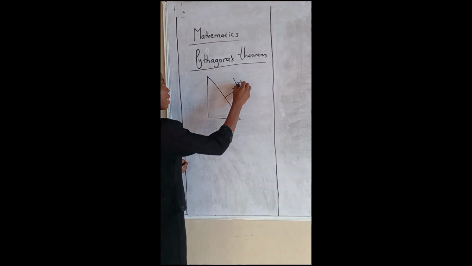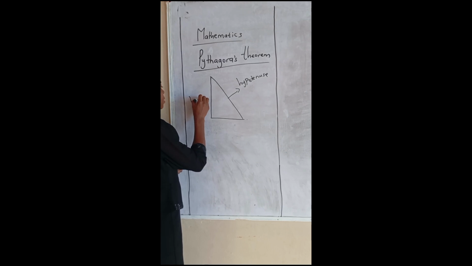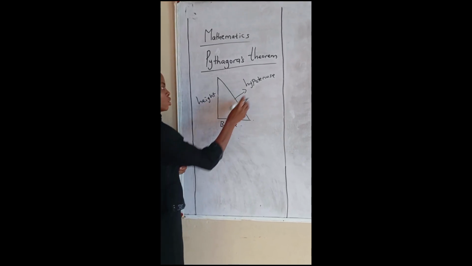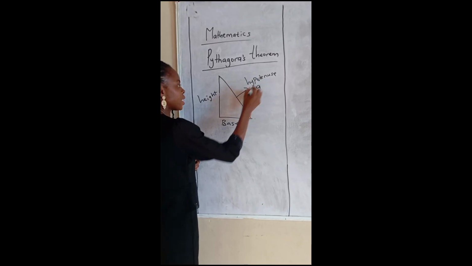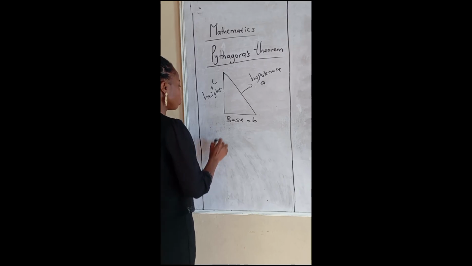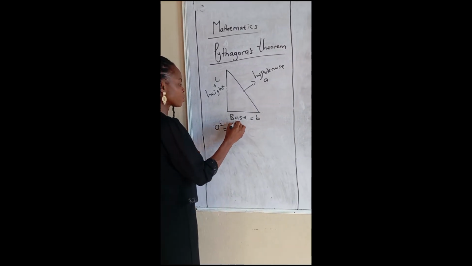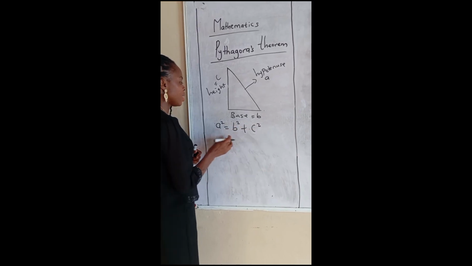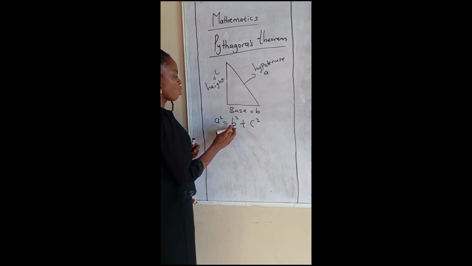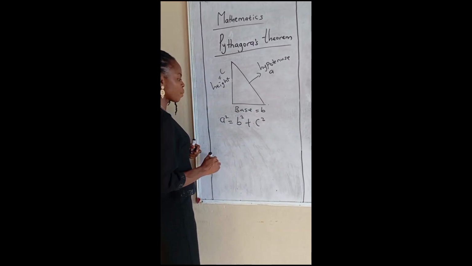In a right angle triangle, this is the hypotenuse. This is the height of the triangle, and this is the base of the triangle. So let A represent the hypotenuse, let B represent the base, and C the height. So the square of the hypotenuse, A square, equals B square plus C square. The square of the hypotenuse is equal to the sum, addition, of the other two sides. This is B square and this is C square.